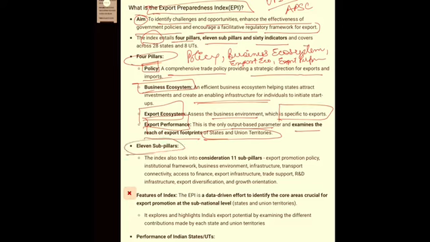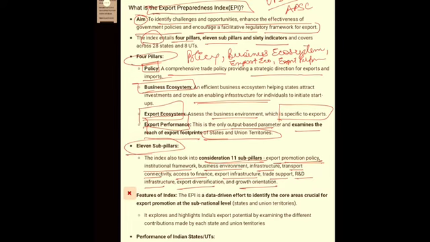Now, what are the sub-pillars? The index also took into consideration 11 sub-pillars: export promotion policy, institutional framework, business environment, infrastructure, transport connectivity, access to finance, export infrastructure, trade support, research and development infrastructure, export diversification, and growth orientation. These are the 11 sub-pillars that we are talking about.